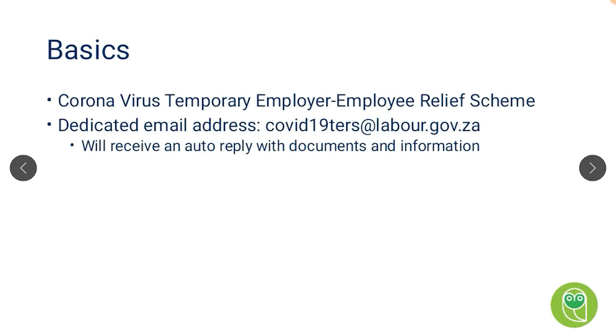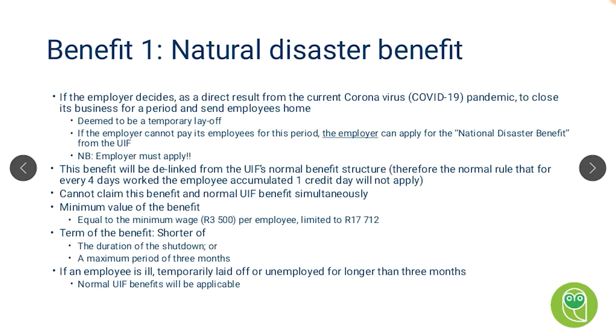So basically what it boils down to, the coronavirus temporary employer-employee relief scheme has been brought to life. There's a dedicated email address, and that is covid19ters@labour.gov.za. If you send an email to this email address, you'll receive an automatic reply with documents and information. So I do suggest that that is your starting point to get the latest version of instructions that you need to follow and the process that you need to follow, and also documents that you might be able to use.